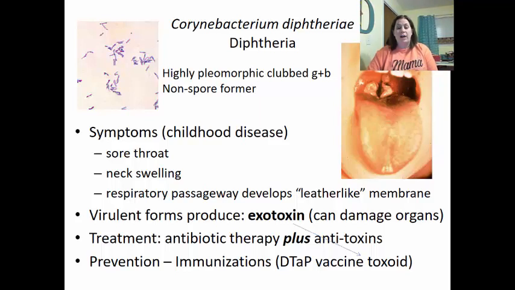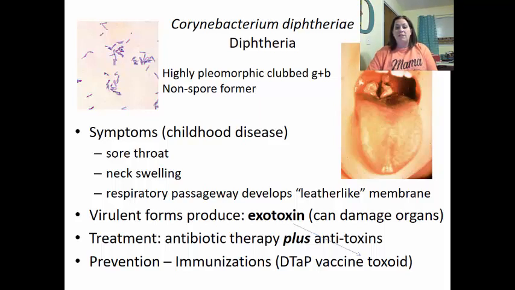Till 1935, this was the leading killer of children in the United States. The more virulent forms do produce an exotoxin. This exotoxin can start to damage organs. This can cause heart and kidney problems, which can ultimately be fatal. Treatment includes antibiotic therapy plus antitoxins. The antitoxins are trying to take care of the toxins so they don't damage the organs.